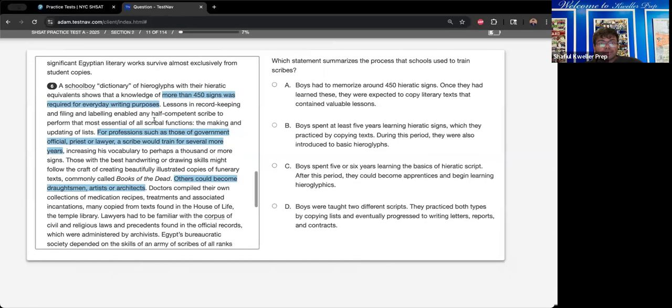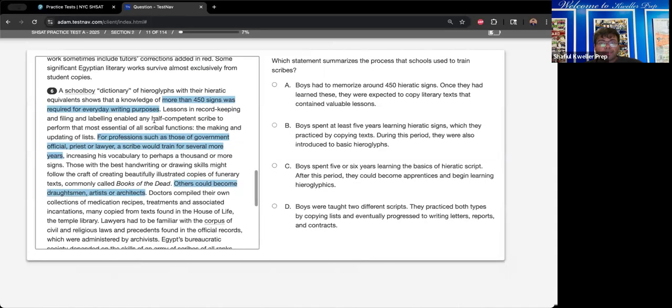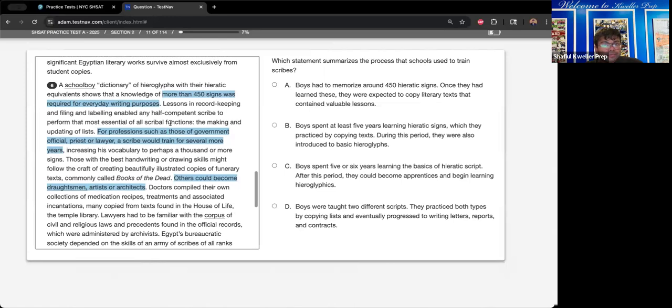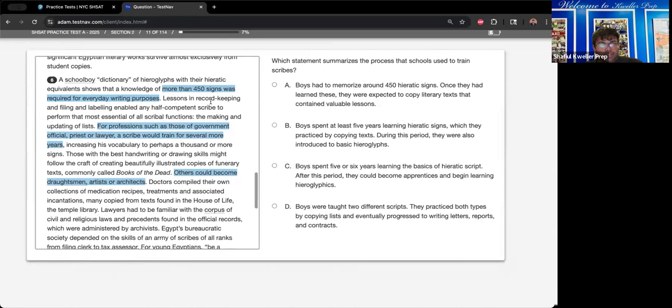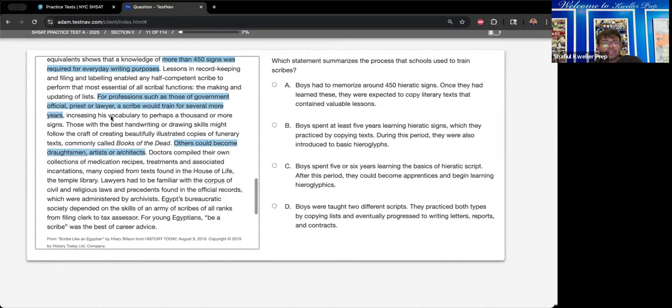Okay, let's go to the next paragraph. Seems like here a schoolboy's dictionary shows that a knowledge of more than 450 signs was required for everyday writing purposes. Lessons in record keeping and filing and labeling enabled any half-competent scribe to perform that most essential of all scribal functions, the making and updating of lists. Okay, and then it just keeps talking about this.